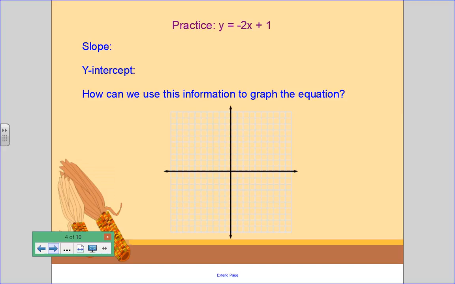So here's our next example. I'd like for you to go ahead and practice identifying the slope, the y-intercept, and graphing this. And then when you click play, we'll check your work together. Okay, so your slope should have been -2, or you may have written that as -2 over 1. Your y-intercept was 1. So to graph it, make sure you plot your y-intercept first, and then count out your slope from there. Down 2 over 1, down 2 over 1.